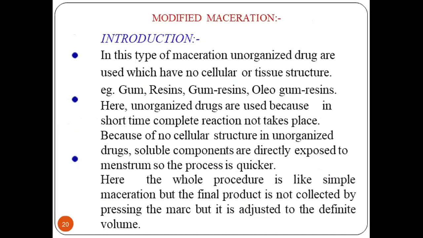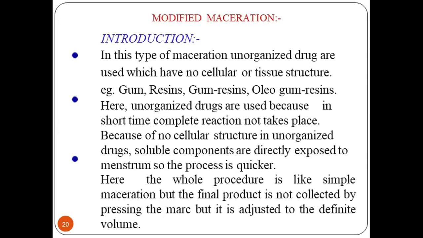Now modified maceration. In this type of maceration, unorganized drugs are used which have no cellular or tissue structure, for example gum resins and oleogum resins. For these we have to use the modified maceration method. Unorganized drugs are used because in a short time complete extraction does not take place due to the cellular structure in organized drugs. The soluble components are directly exposed to the menstruum, so the process is quicker. Here the whole process is like simple maceration, but the final product is not collected by pressing the marc, but is adjusted to a definite volume.